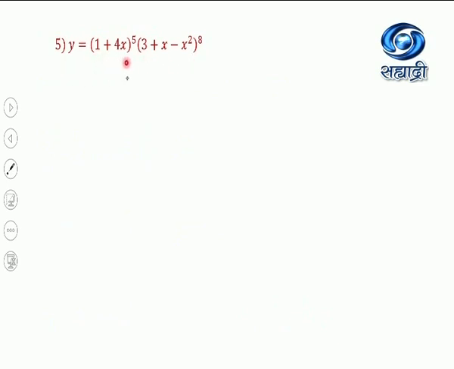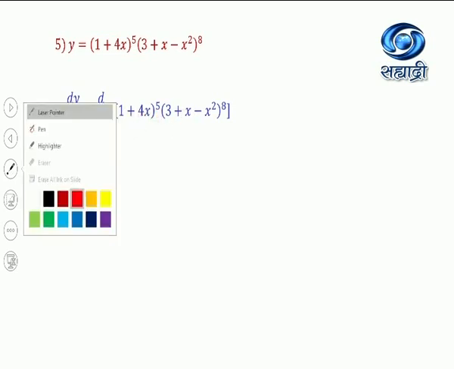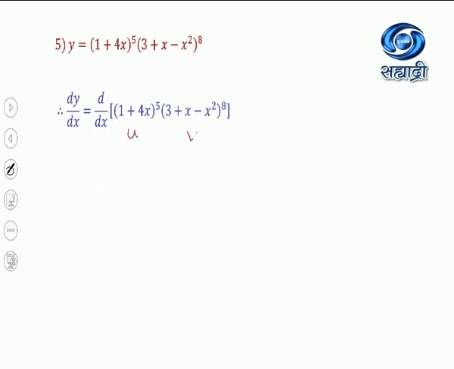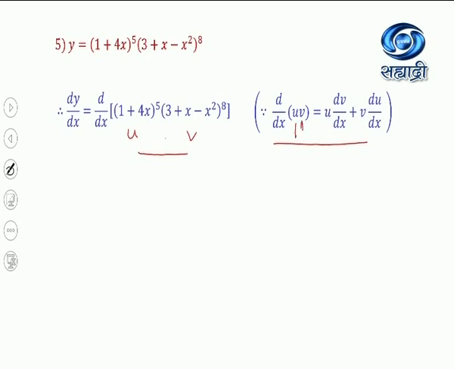y equal to (1 plus 4x) raised to 5 into (3 plus x minus x²) raised to 8. By taking log of both sides, dy by dx equals d by dx of these two terms. But here the sign between these two terms is multiplication. So say this is u, this is v. That means d by dx of y is d by dx of u into v. Now you know derivative of u into v is the product rule. First function u, second function v. First function into derivative of second plus second function into derivative of first, this is known as the product rule.